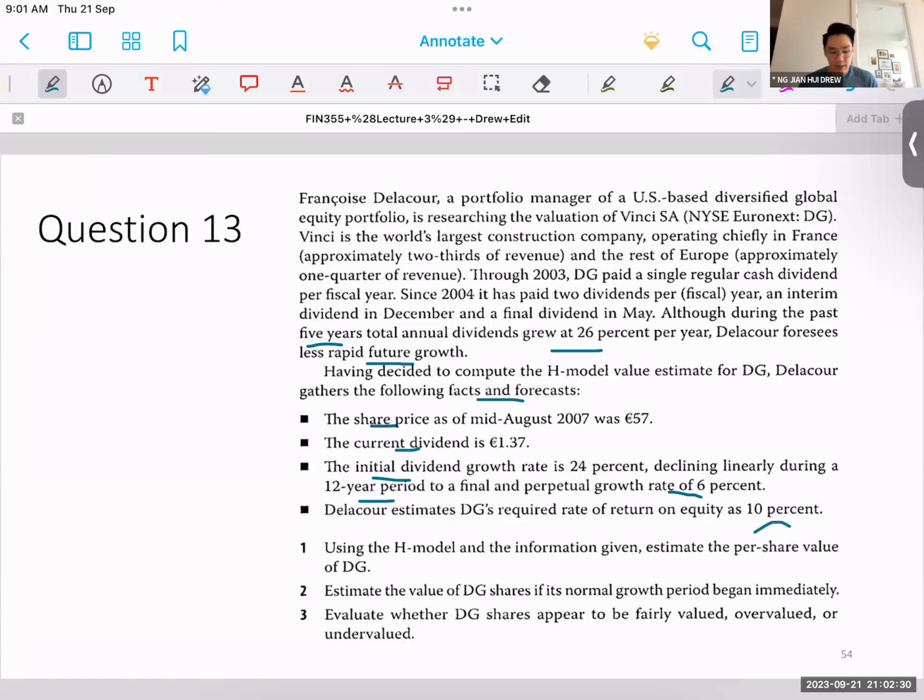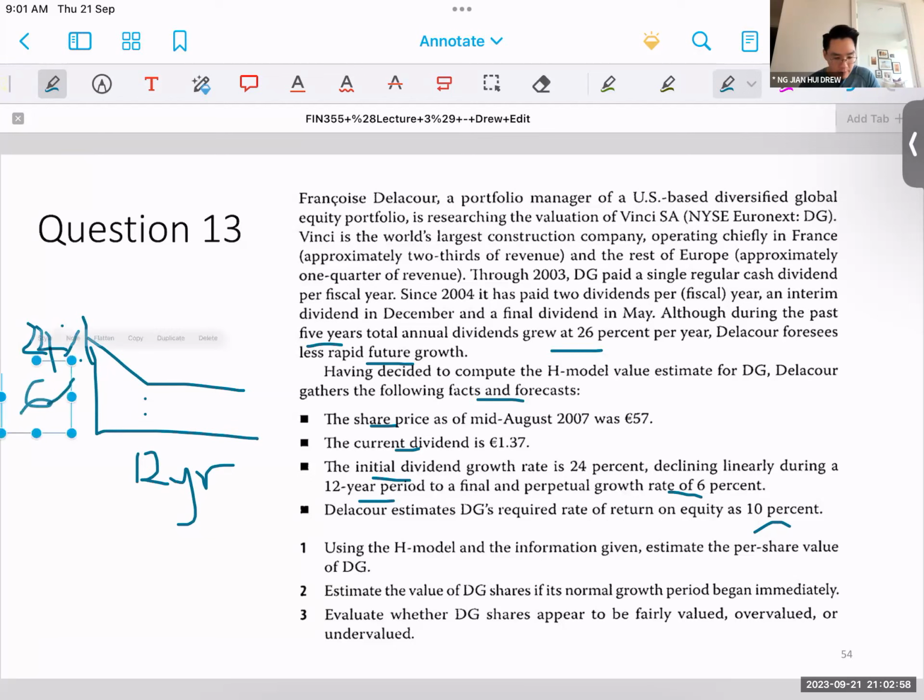Required rate of return is 10% here, right? So in the usual fashion, I would like to encourage you to draw the graph. We know that the decline is going to be in year 12, for 12 years. We start at an initial growth of 24% here, and we drop to the final growth of 6%. So once we have understood this, let's see.